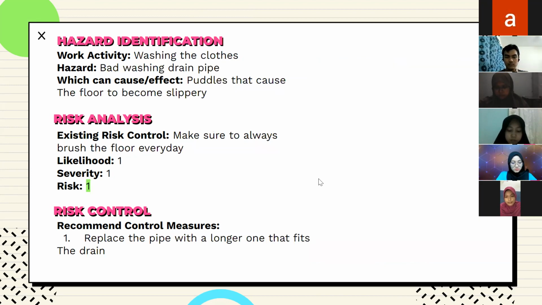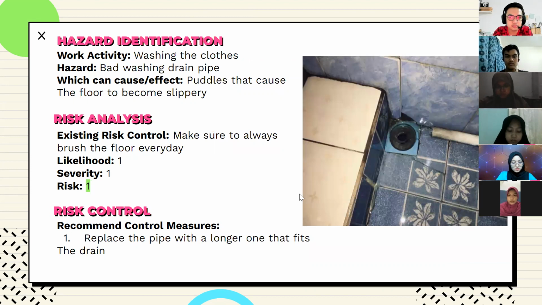Next, the next is hazard identification. Work activity is washing the clothes. The hazard is the bed washing drain pipe, which can cause puddles that make the floor slippery. Risk analysis: existing risk control is to always brush the floor every day. Likelihood 1, severity 1, and risk 1 is low. Recommended control measure is to replace the pipe with a longer one that fits the drain.